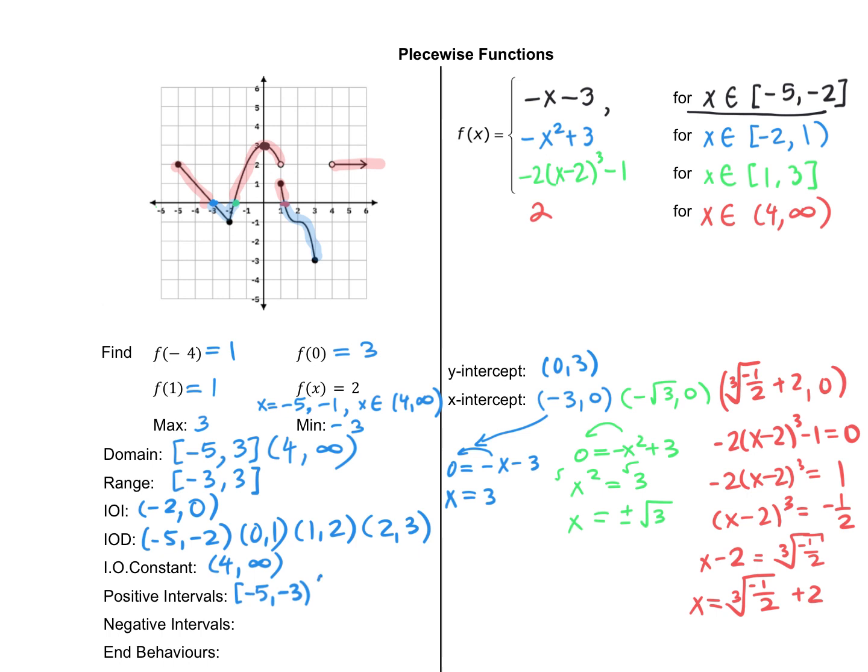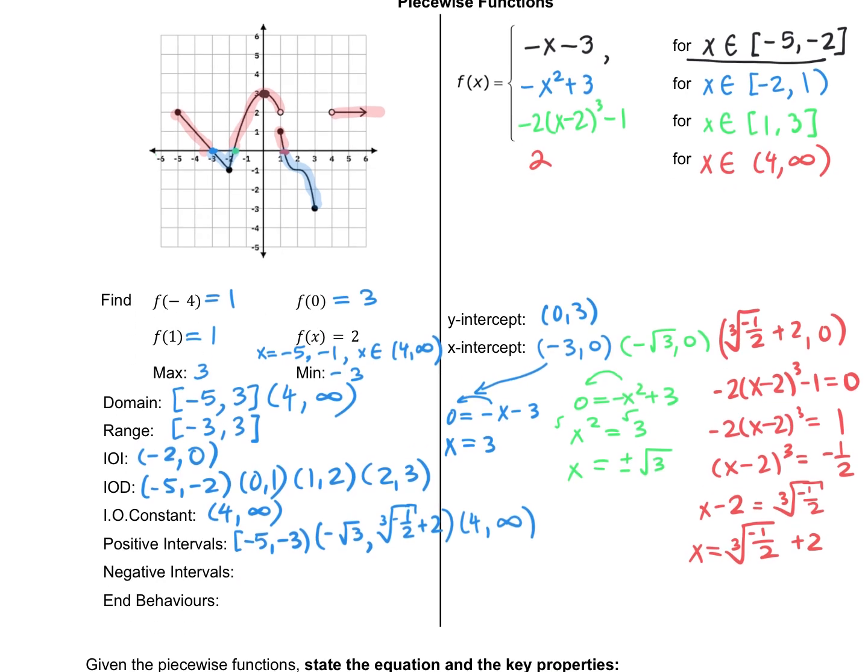Next, for the parabola, we're going from -√3 until, and here we can actually combine the parabola and that little segment of the cubic function, because at 1, although there's no positive value on the parabola, it exists on the cubic function. So we can just state from -√3 to the cube root of -1/2 plus 2. And then for that horizontal line, we're just going from 4 to infinity for a positive interval.